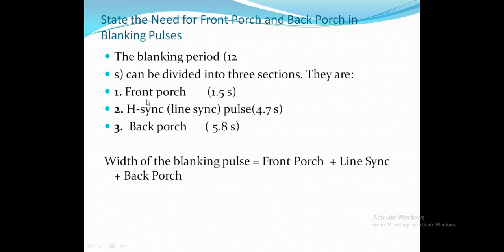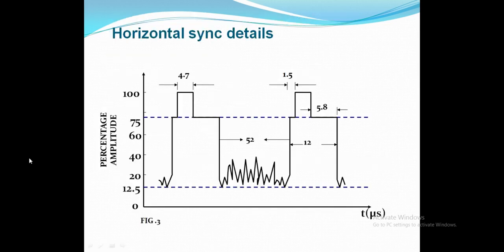The front porch is 1.5 microseconds, the H-sync pulse is 4.7 microseconds and the back porch is 5.8 microseconds. So overall, the width of the blanking pulse equals the front porch, synchronizing pulse and back porch.